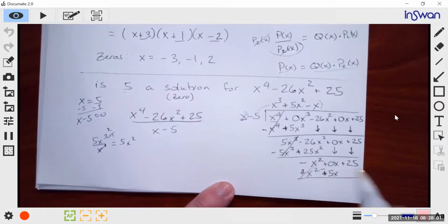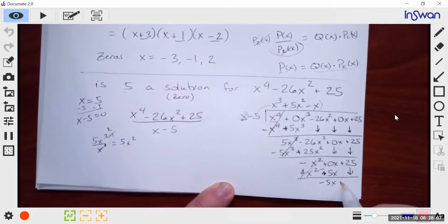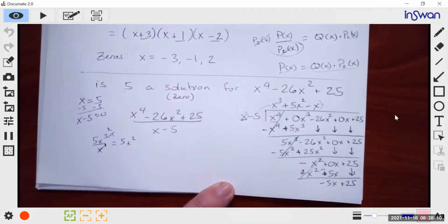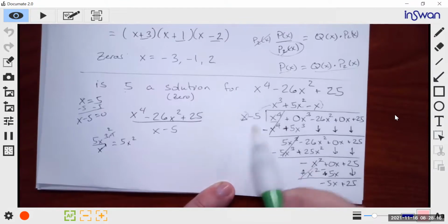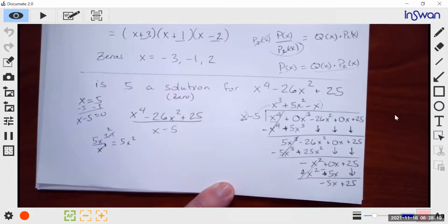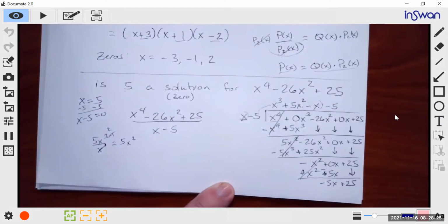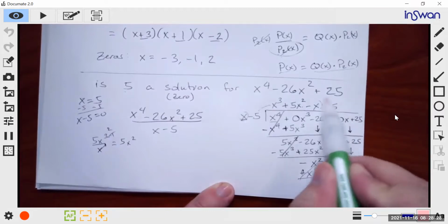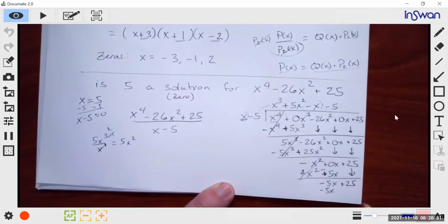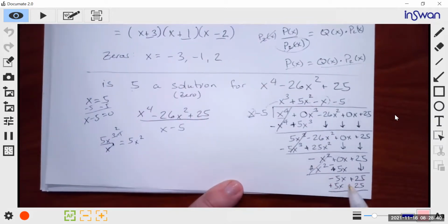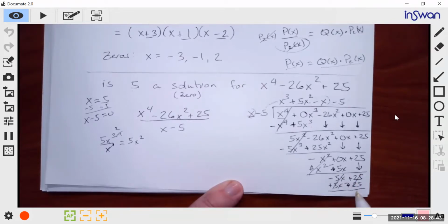First terms disappear. 0 minus 5x is minus 5x. Bring down the 25. What times x gives me negative 5x? Negative 5. Has to be negative. So negative 5 times x is negative 5x. Negative 5 times negative 5 is positive 25. Change the signs and add.